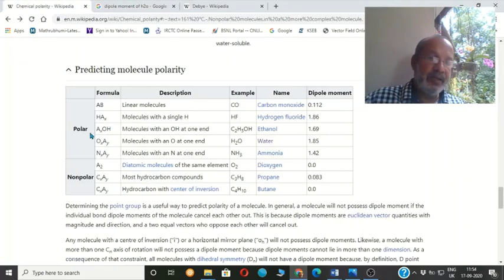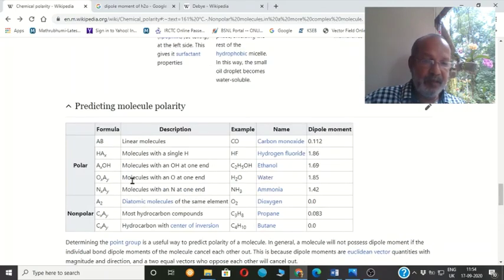In this article, you can see a table of polar and non-polar molecules. Generally, molecules of this type, given by general formula of this type, are polar in nature. They will have a dipole moment. You can see the dipole moments here. For example, molecules with oxygen at one end, so H2O has got 1.85 debye as the dipole moment. Various molecules are given, and this is taken from Wikipedia by typing the subject non-polar molecule. So these are some non-polar molecules.